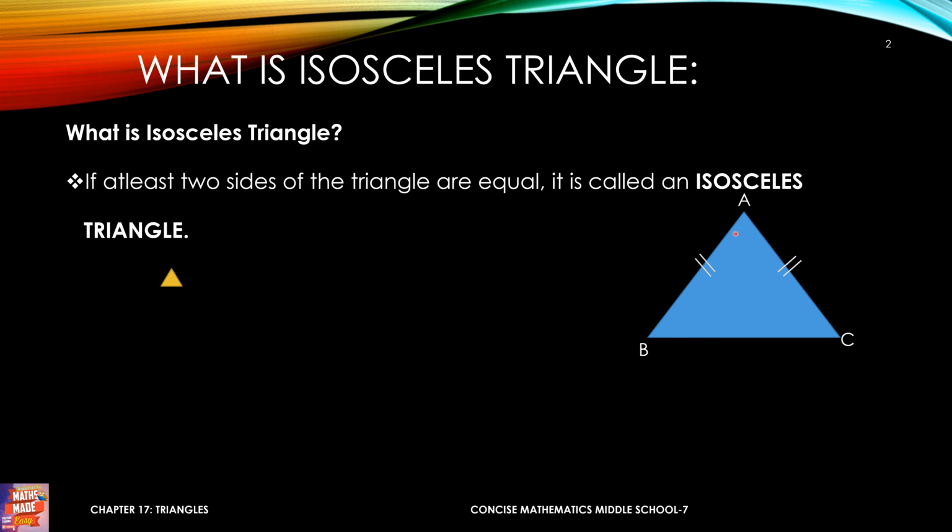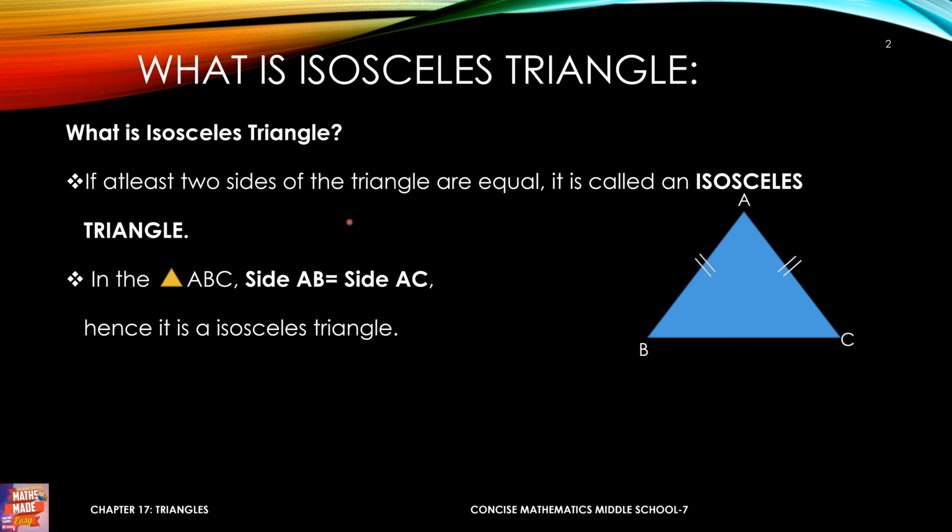That means the sides AB and AC, these two sides are equal. As I said in the definition, if two sides of a triangle are equal, then it is an isosceles triangle. I hope it's clear. Now you might have understood clearly what is isosceles triangle. In this triangle ABC, AB and side BC are equal. Hence, it is an isosceles triangle.